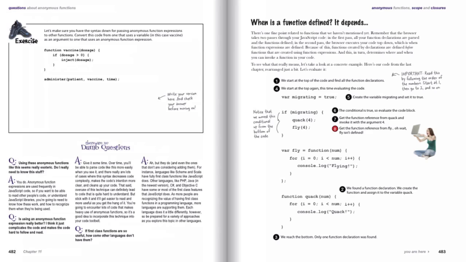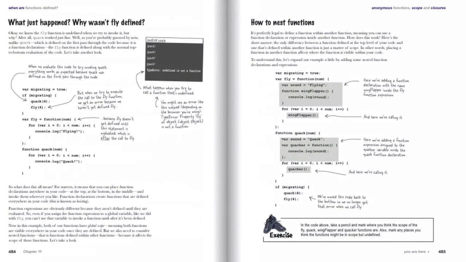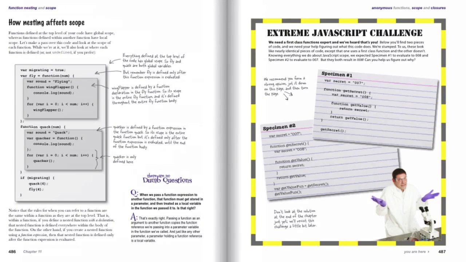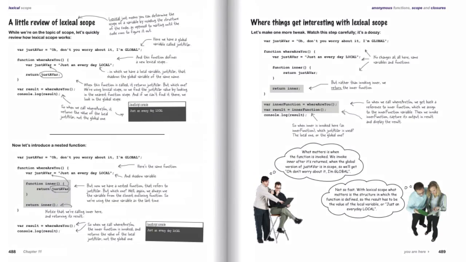Earlier, we said functions are visible everywhere. But now we refine that just a bit and see that how you define a function with a function declaration or a function expression determines where your function is visible. We step you through how to know when and where your functions are defined and how that affects the scope of your variables. Next, we tackle lexical scope.